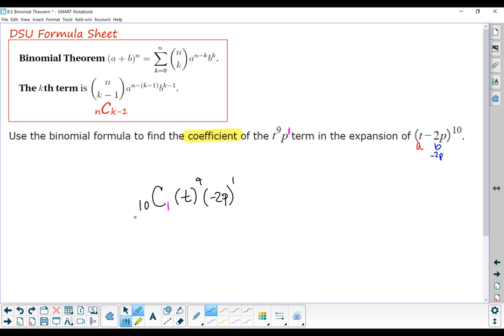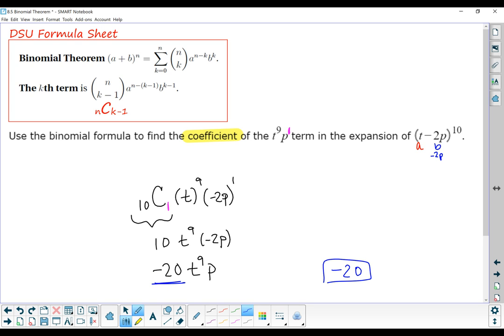So cleaning it up a little, 10c1 is 10. The t has a ninth power, and we're multiplying by negative 2p because negative 2p to the power 1 is just negative 2p. So this is negative 20 t to the ninth p. So in Alex, we would answer that our coefficient is negative 20.